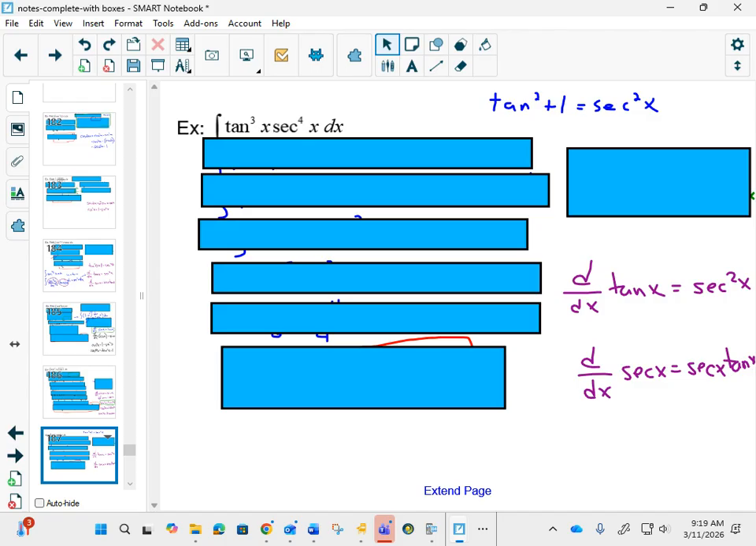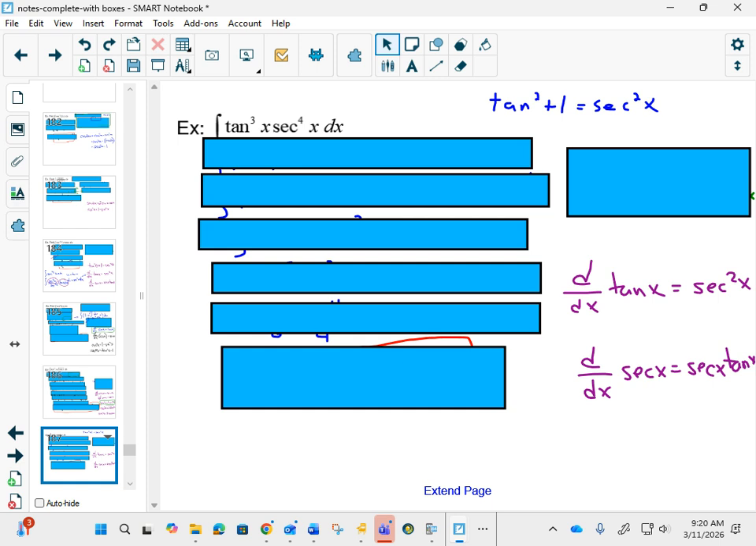So what I'd like to do before I show you is I want you to brainstorm. Would I like to make my u tan x, knowing that the derivative is secant squared, and knowing that tan squared x plus 1 equals secant squared x? Or would I like to make my u secant x, knowing that my derivative is secant x tan x, and tan squared x plus 1 equals secant squared x?